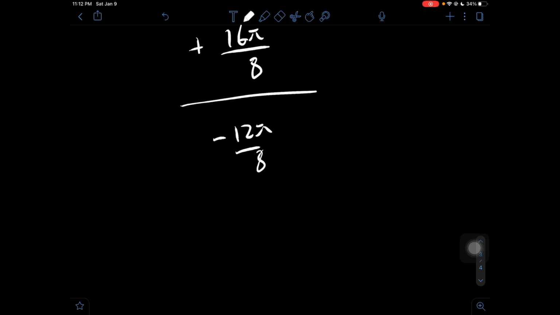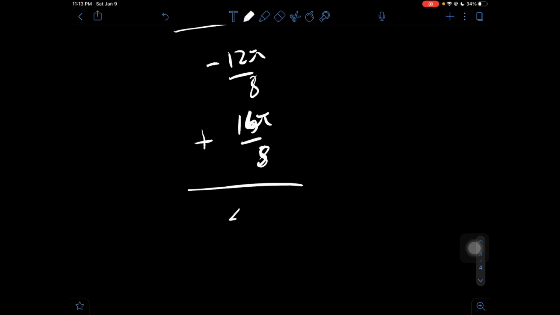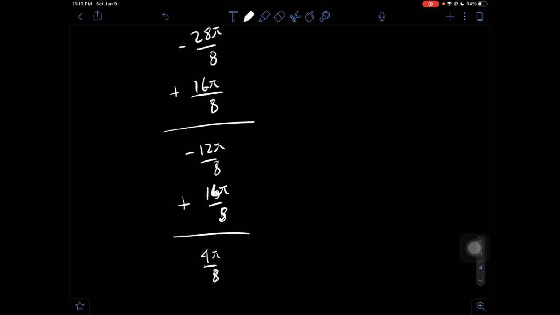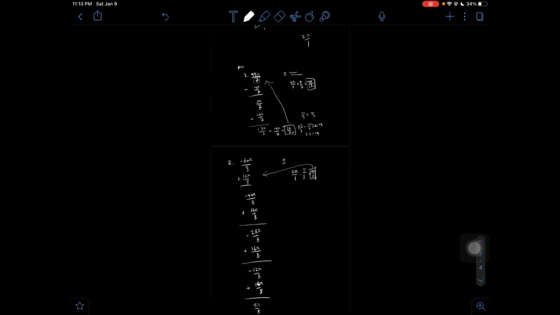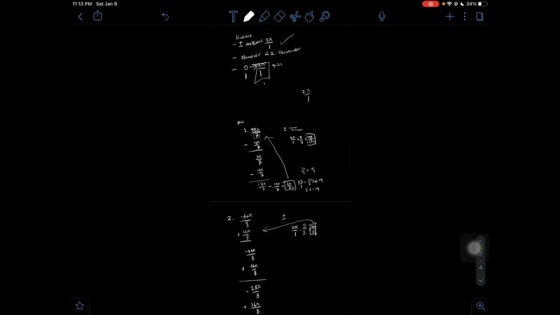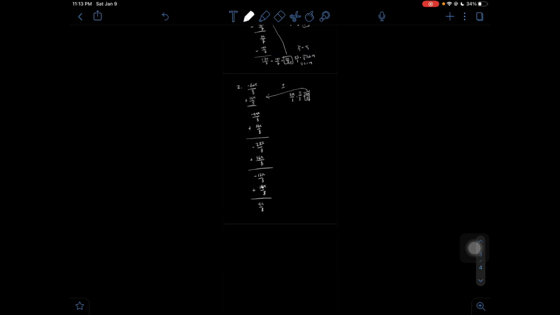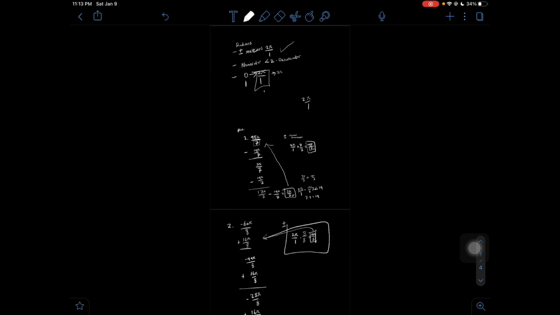We're almost there. Again, we're going to add 16 pi over 8. Negative 12 plus 16 gives us positive 4. So we have 4 pi over 8. And again, let's see if we satisfied all our rules. Our first rule said that we can add or subtract multiples of 2 pi over 1, which we just did, as we calculated right here.